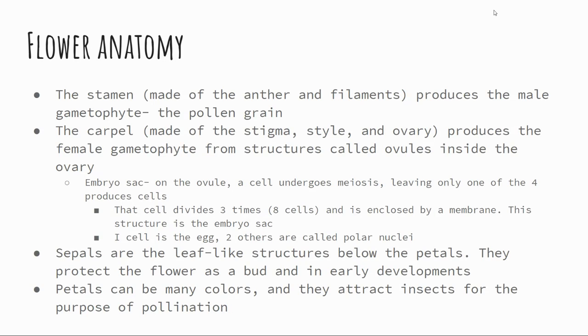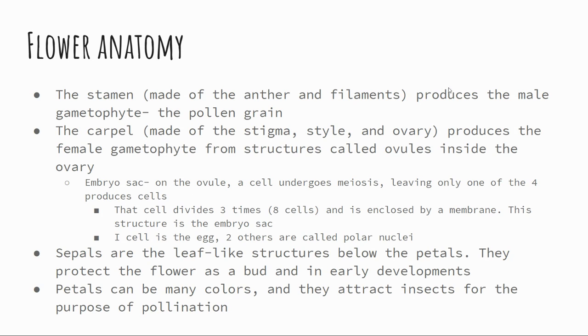So flower anatomy. The stamen, which is made of the anther and the filaments, produces the male gametophyte, or the pollen grain. The carpel, which is made of the stigma, style, and ovary, produces the female gametophyte from structures called ovules inside the ovaries. Then you have this thing known as an embryo sac.